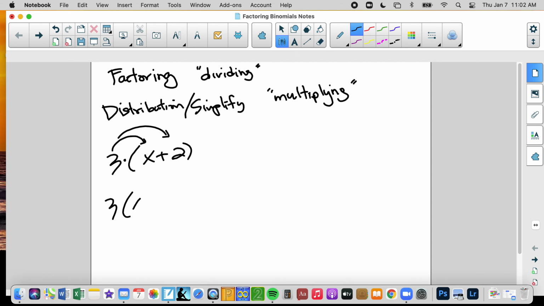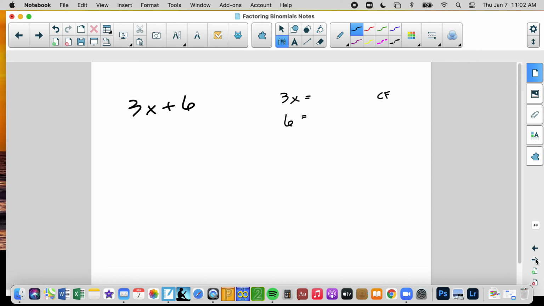And we distributed that 3 times to each of the terms inside. We have an x and a 2. So that's simplified to 3x plus 6. And distributing is multiplying. We have to remember now that factoring is its inverse. It's dividing. So when we see a binomial like this, we want to factor.